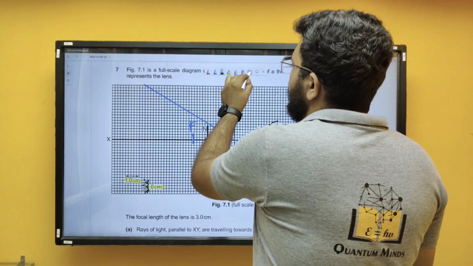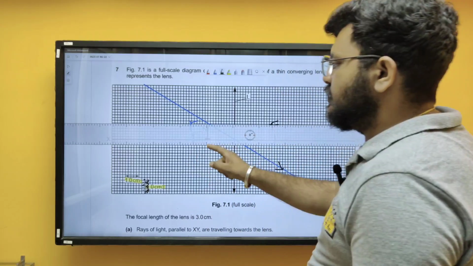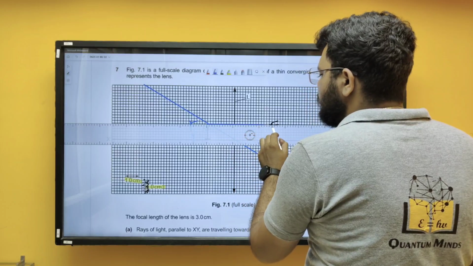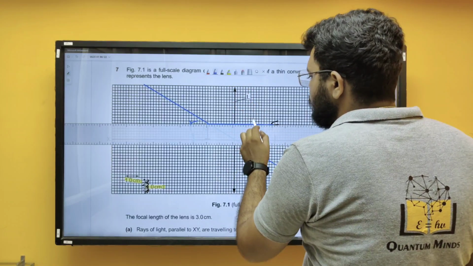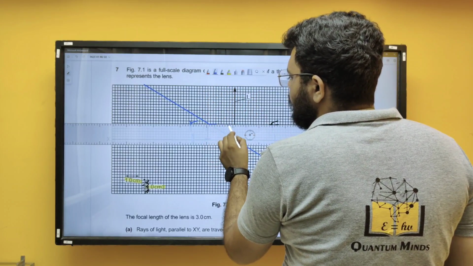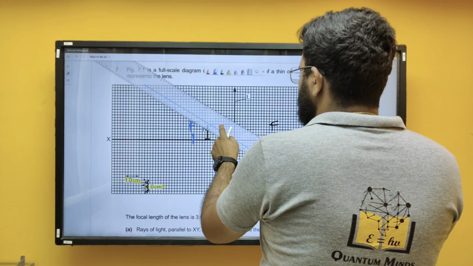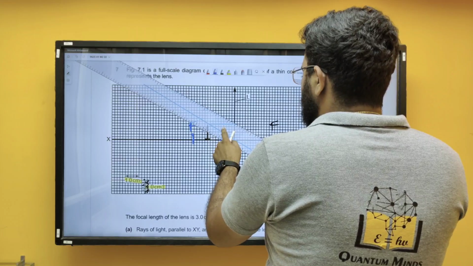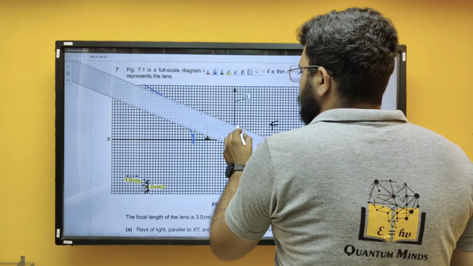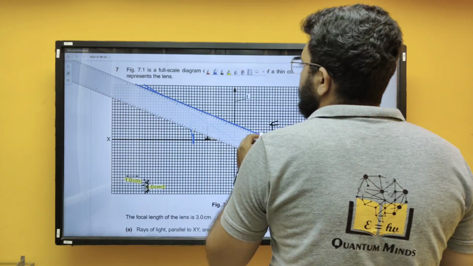line again. The second line must be parallel to the principal axis, right? And must extend till the lens, parallel. Once it passes the lens, this ray must be passing through focus. So let's make it pass through focus, right? And again I'll trace it back here.